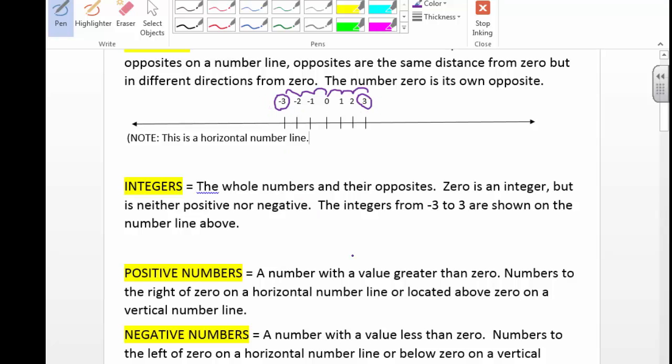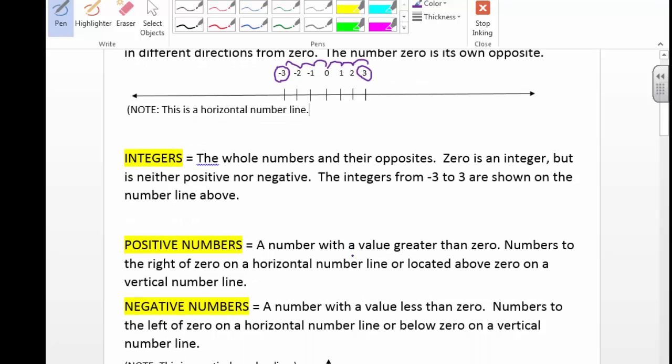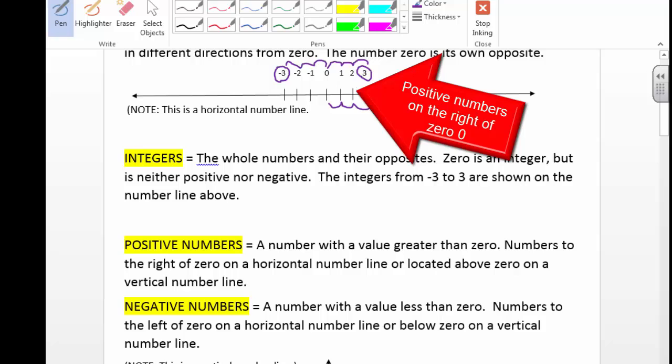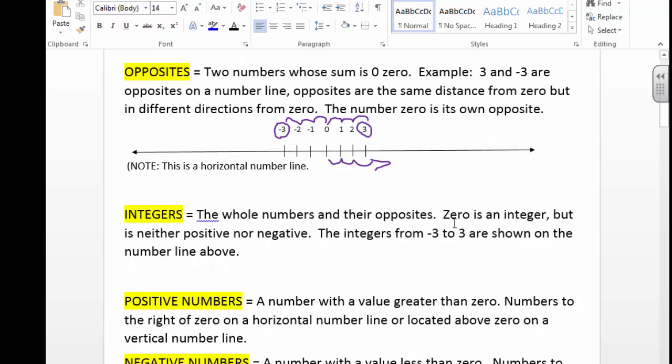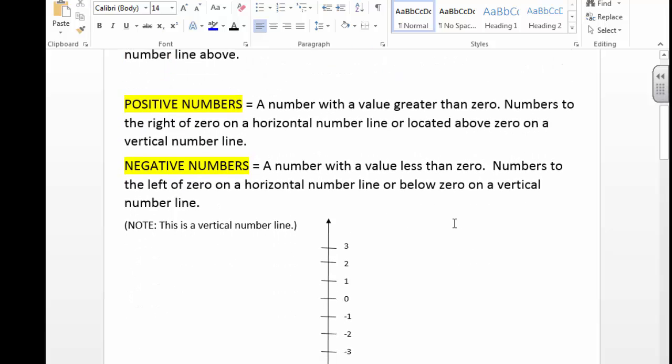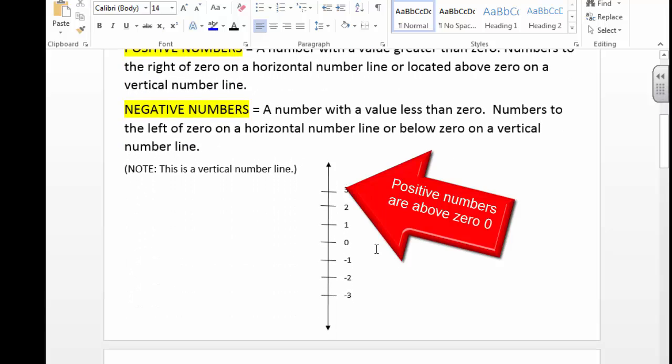Okay. Now, positive and negative numbers. A number with a value greater than 0, so that's more than 0, these numbers are called positive numbers, and they are to the right of 0 on the number line. Now, if we have a vertical number line, the positive numbers are always above 0.